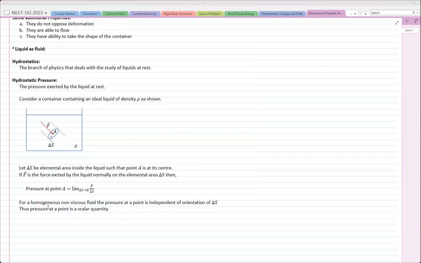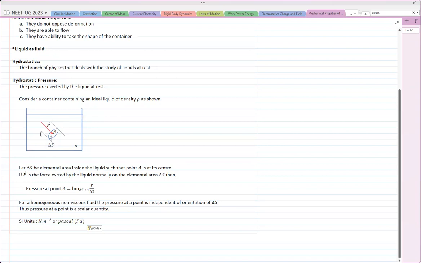And SI units of this quantity, SI units आपको पहले से पता है, pressure का SI unit होता है, pressure is force per unit area, force is measured in Newton, and area meter square, so it is Newton per meter square, also called Pascal. Okay, so that is the way we get hydrostatic pressure.